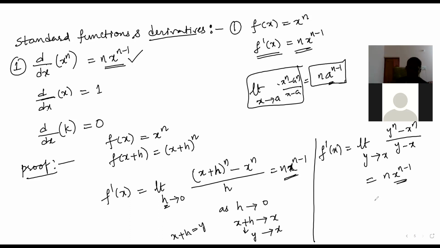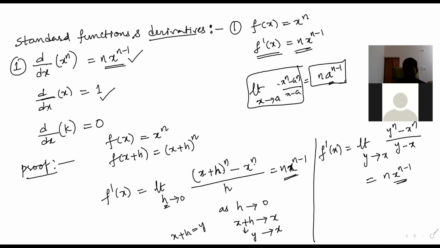And here, what does the 1 mean? If you take x plus h minus x by h, whole to the power of n is not there, then h by h you get, which is 1. That is how this proof goes.